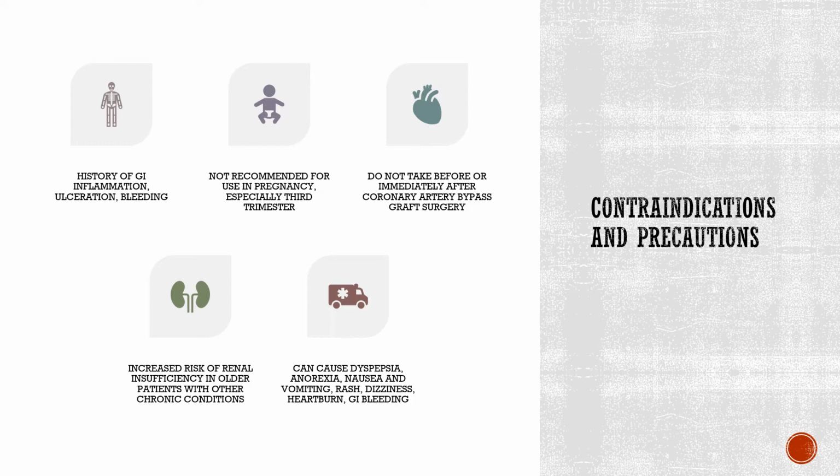It can also cause dyspepsia, anorexia, nausea, vomiting, rash, dizziness, heartburn, GI bleeding, and sometimes, especially with aspirin, and we'll talk about that, but sometimes loss of hearing or ringing in the ears can be associated with NSAIDs as well.